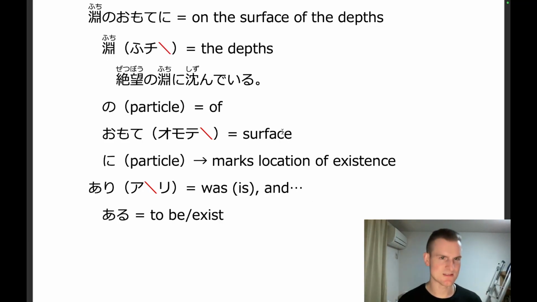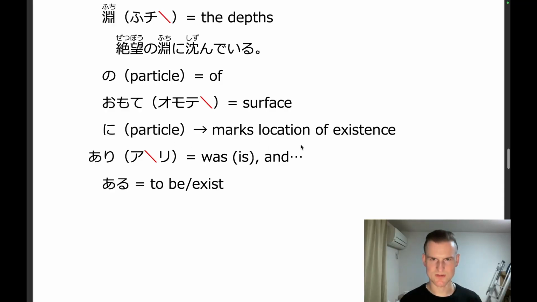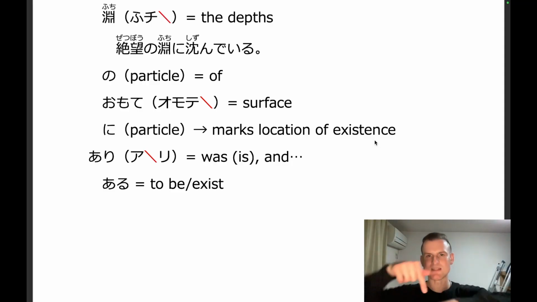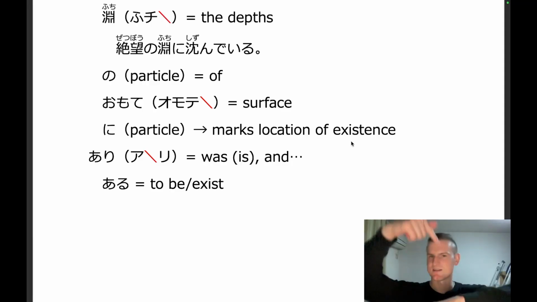I hope that makes sense. Omote means surface in this case. This is also final high pitch. Omote ga, omote ni. And then this is followed by ni, which is the particle that marks location of existence. We saw this in the first lesson as marking the point in time that an action or event takes place. In this case, it's marking the location of being, of existence. But we can use the exact same hand sign because it still makes sense, right?